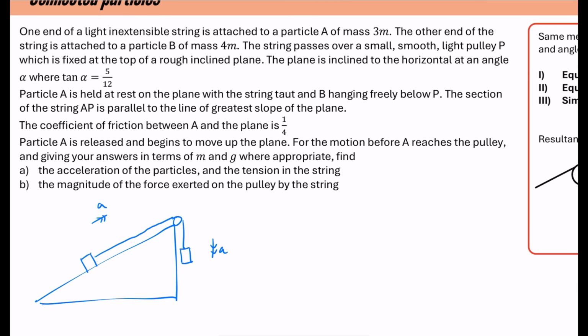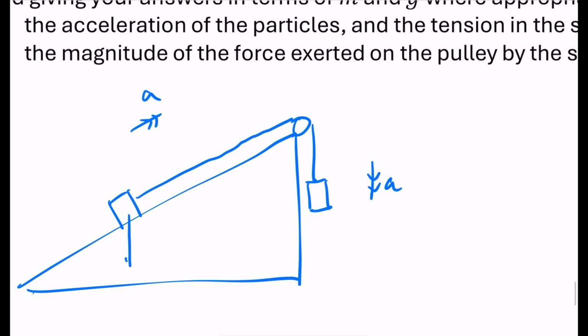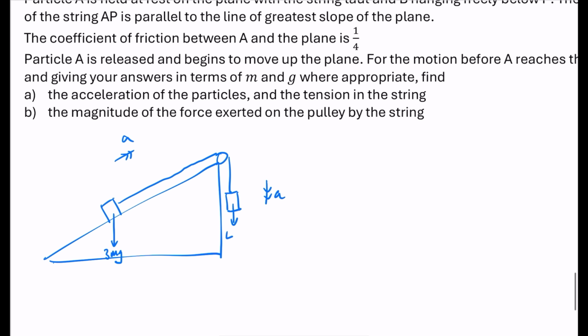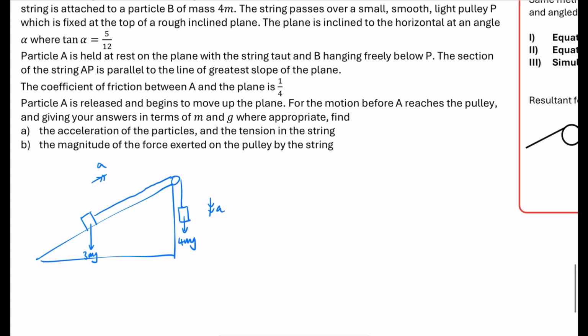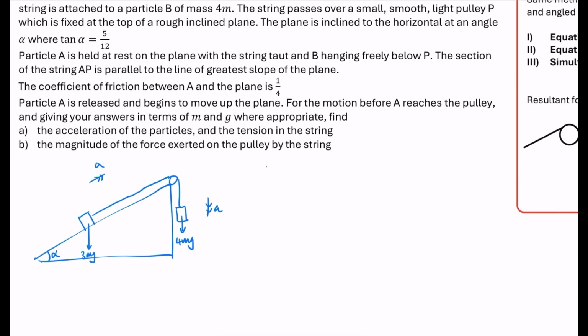I'm going to add, going back through the question, some of the extra pieces, like the fact that the mass of A is 3m, meaning that its weight is 3mg. The mass of B was 4m, so its weight is 4mg that we've got there. We've got that the angle here is alpha, where tan alpha is 5/12. I think we're going to need to figure out sine alpha and cos alpha. You can do that on a calculator, but I do prefer this method. Lots of people say, oh, can I just do it on a calculator? You can. My method I just have a preference for.